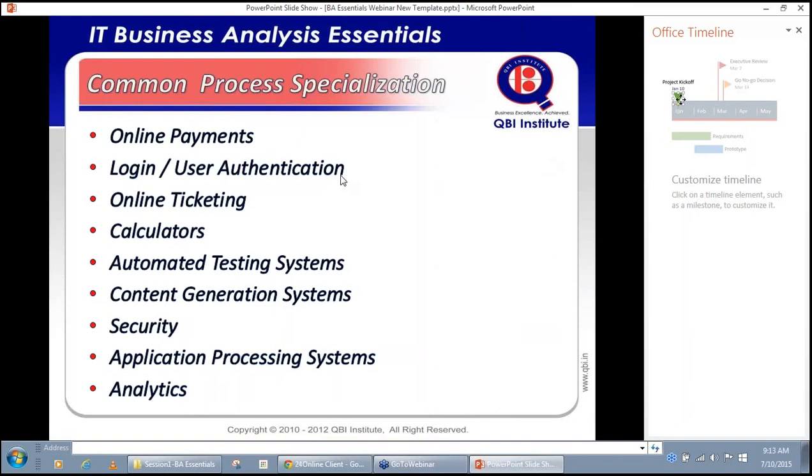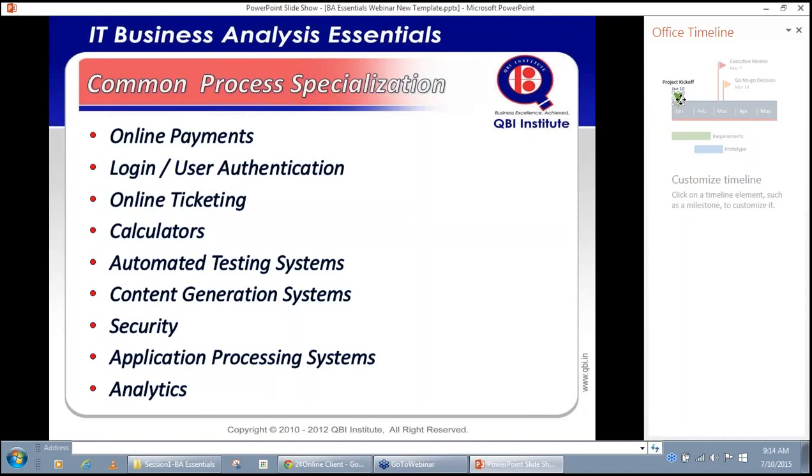Then in addition to process, project, enterprise and industry levels, as a business analyst, you also with time achieve specialization in some of the common processes like online payments, login ID and user authentication, online ticketing, calculators, automated testing systems, content generation systems, security, application processing, analytics, etc.